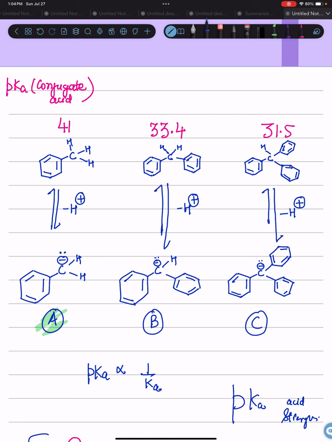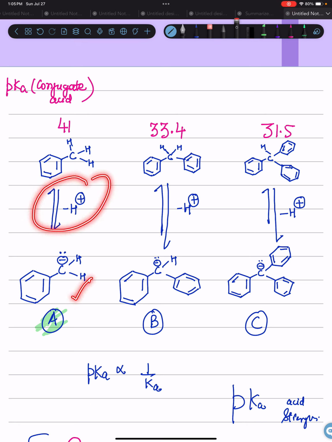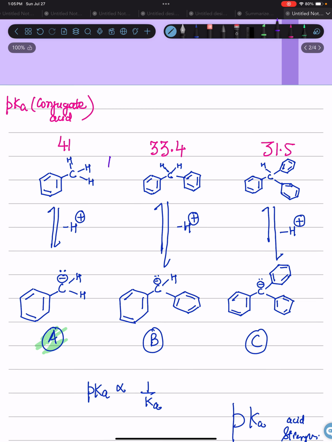So this explains that since B is more stable than A, this equilibrium is more towards the right hand side. So the diphenylmethane wants to lose the proton because the product which is going to form is much more stable as compared to the toluene, where you lose a proton and form a carbanion which is less stable than B, okay.